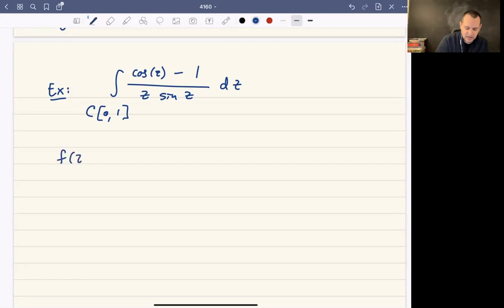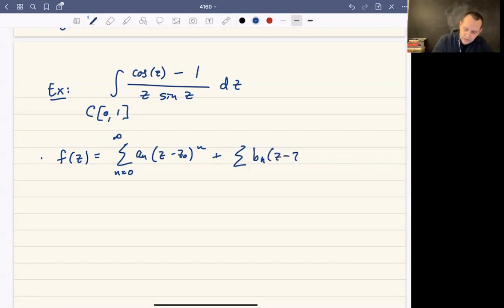So let's say that I have a function f, and for the sake of argument, assume everything is nice, and we'll work out the actual details going forward in chapter 9. But let's say that I have a function f and it's got a Laurent series: the sum of a sub n times z minus z naught to the n, n goes from 0 to infinity, plus the negative powers, the sum of b sub n times z minus z naught to the negative n, n goes from 1 to infinity. Okay, so this is what we have. So this is our function.